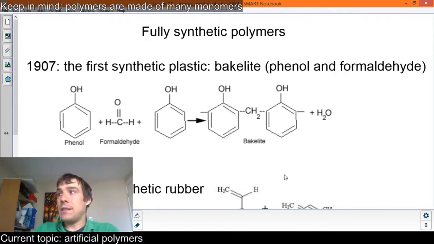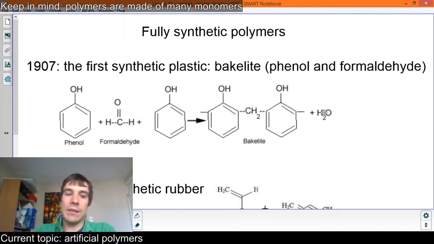Then we got into fully synthetic polymers, right? Here's the first one. It's bakelite. And it was phenol and formaldehyde, two very easily accessible starting materials. It was processed and it turned into bakelite. So this is a copolymer, and it's this cool kind of addition polymer, but it loses the double bond as it adds. The oxygen gets taken away as it adds together, and it's kind of like a condensation.